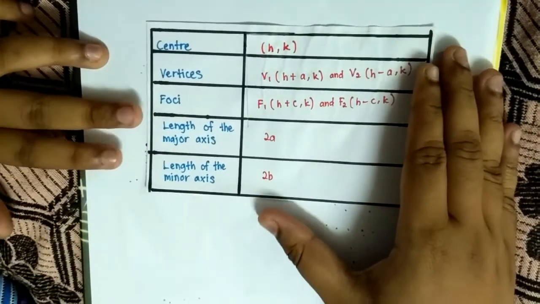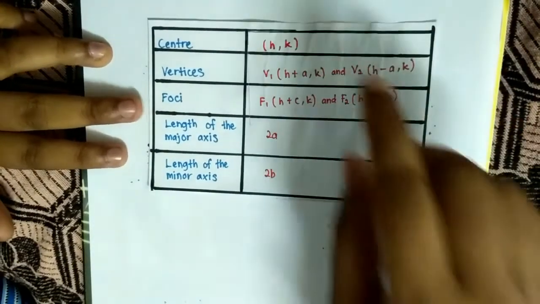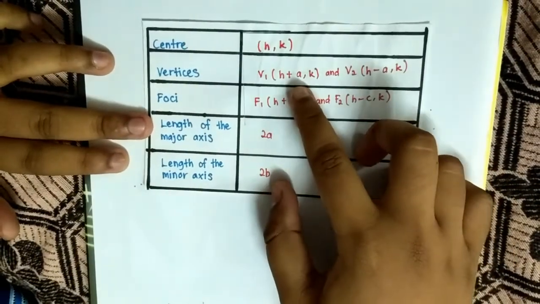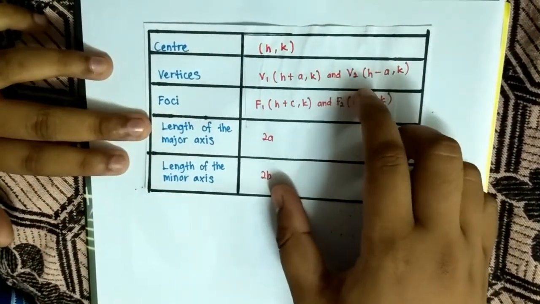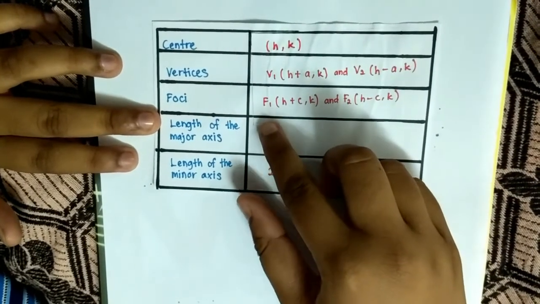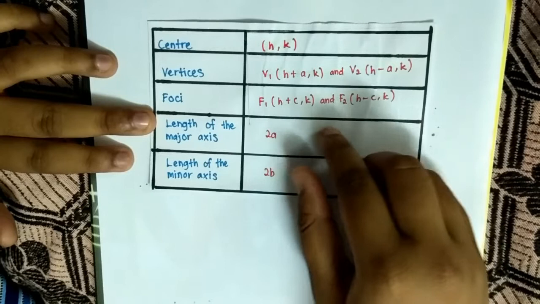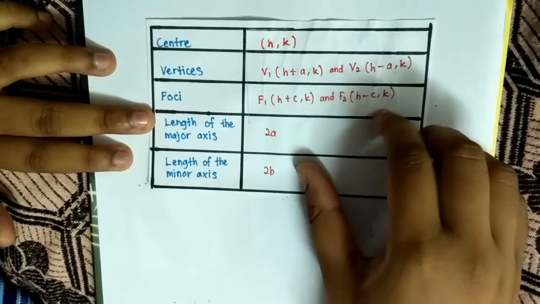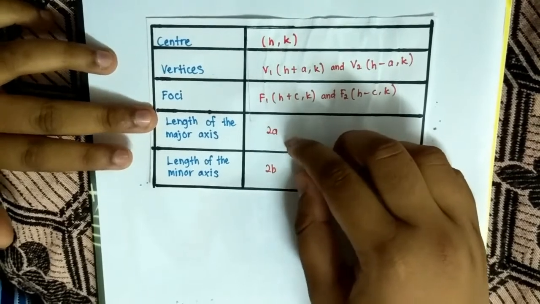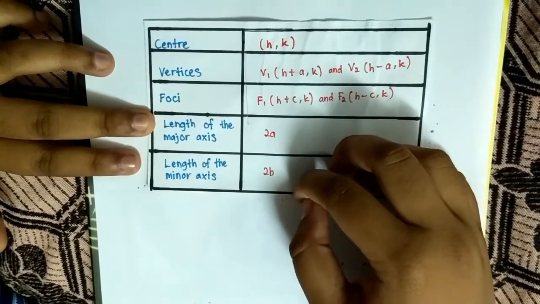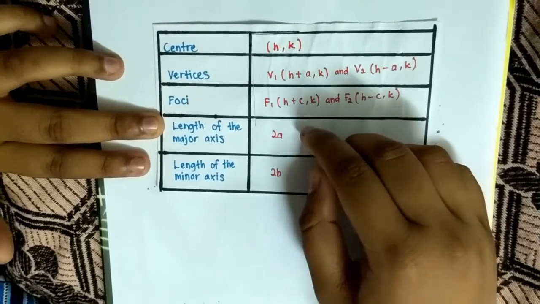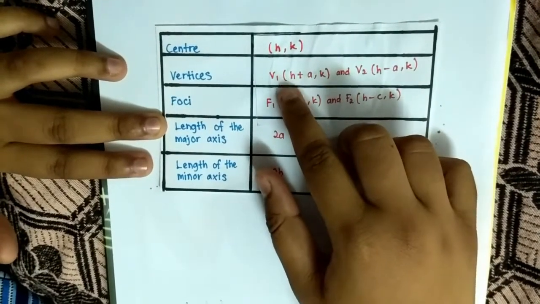And this is the formula for the sleeping ellipse. Center is (h, k), vertices: v1 is (h plus a, k) and v2 is (h minus a, k). For foci, foci 1 is (h plus c, k) and foci 2 is (h minus c, k). The length of the major axis is 2a and the minor axis is 2b. Since this is a sleeping ellipse, the changes are only at the x coordinate.